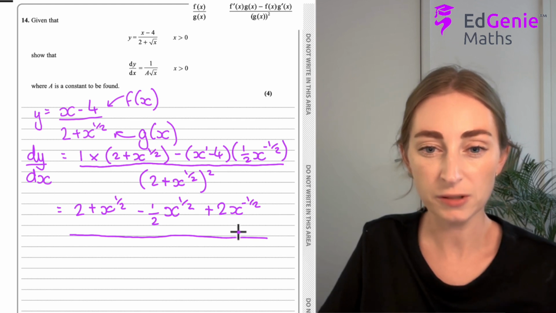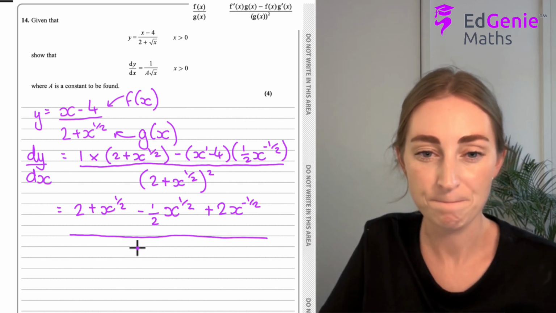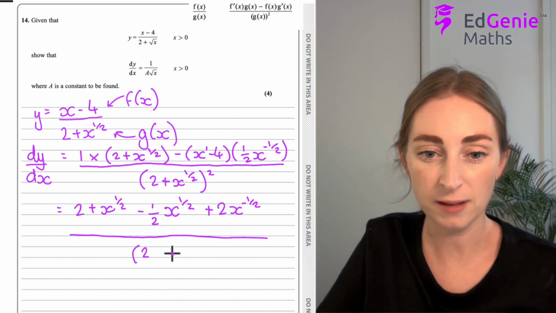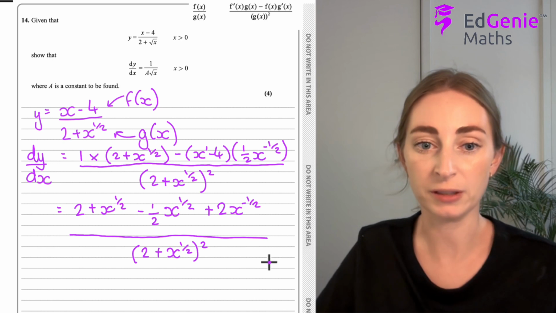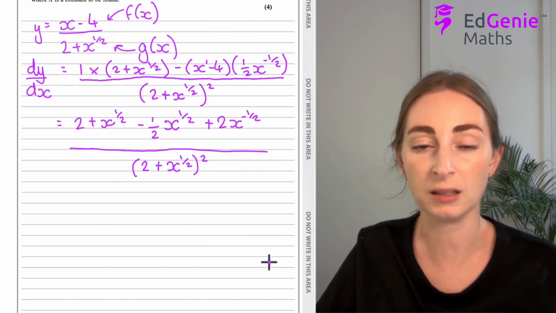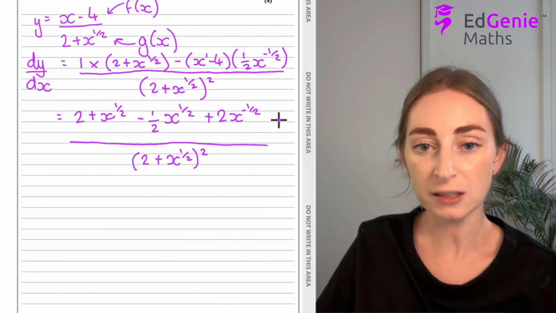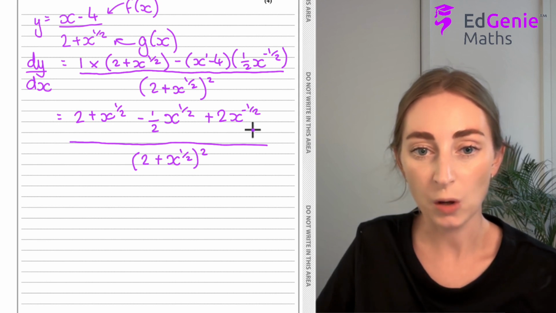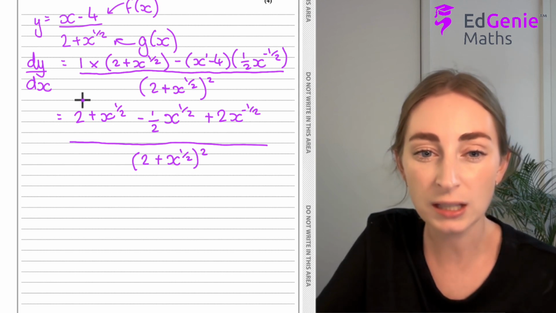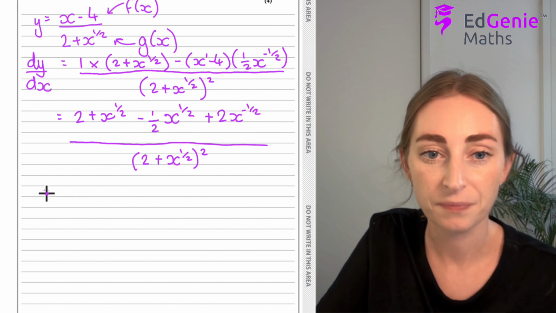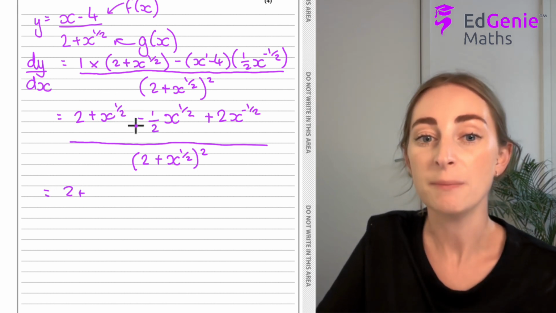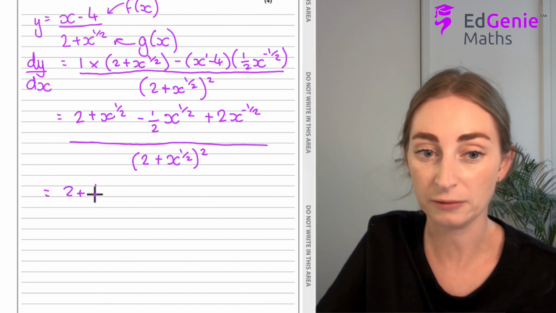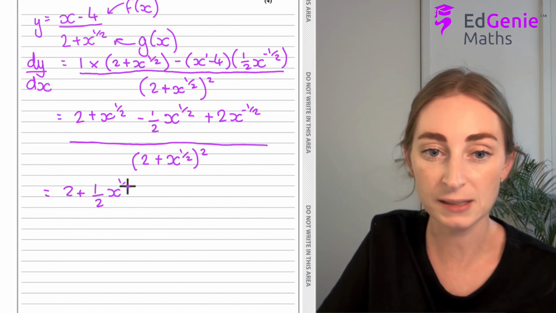I don't know if I want to multiply out this denominator, because if I do that, I have absolutely no chance of cancelling out the numerator. So let's not do that for the time being. The numerator looks really messy, doesn't it? So let's have a go at, we can actually collect these terms. Let's do that first. So 2 plus, we have x to the power of a half minus a half x to the power of a half. So we're going to be left with this.